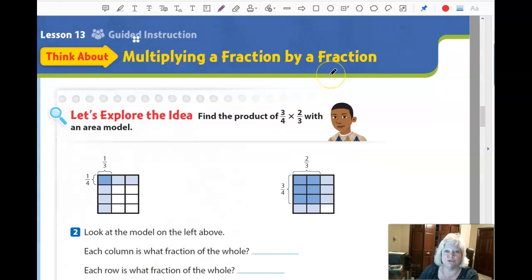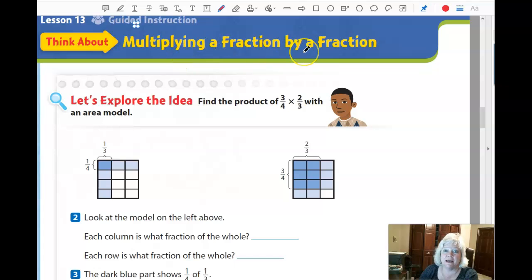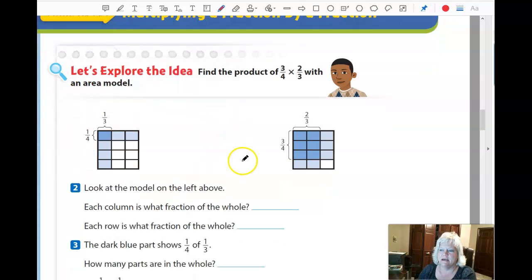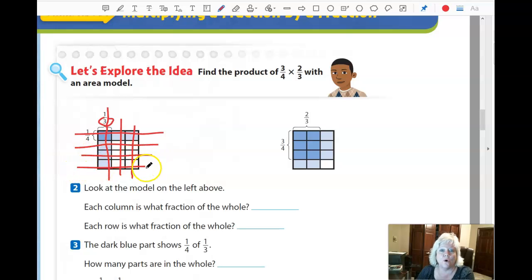You should be on page 128. We are still multiplying fractions by fractions. So let's start with remembering what things are called. When this goes up and down, these are called columns. There are 3 columns, and that's why we have a denominator of 3 right there. Then there are these, 1, 2, 3, 4. Those are called rows, and that denominator is right there.